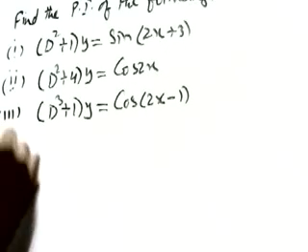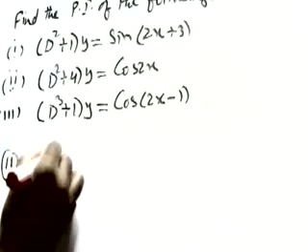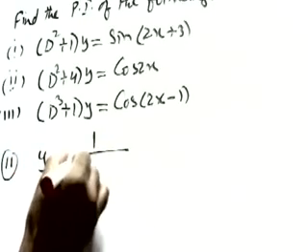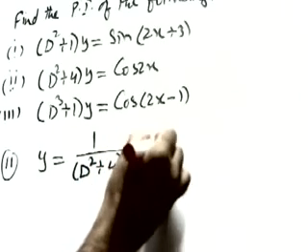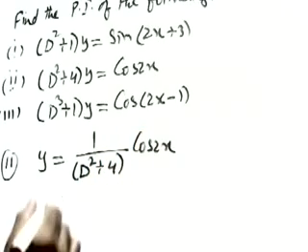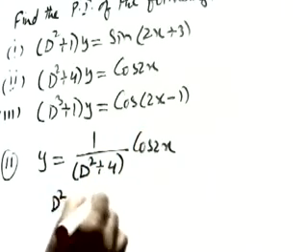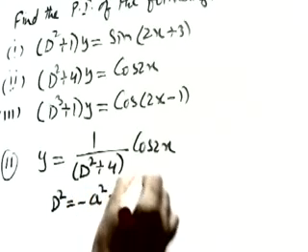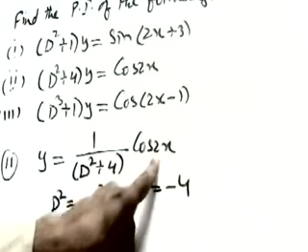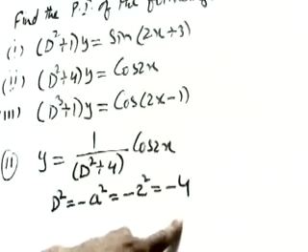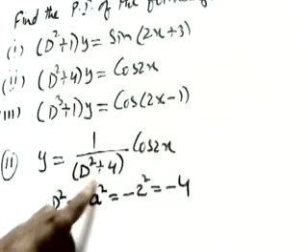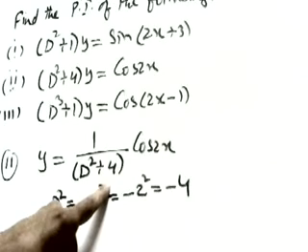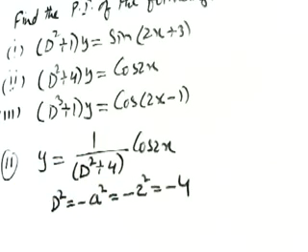Now the second question is, see here, the second one. Bring this D to the other side, and you will have y equals to 1 divided by D square plus 4 into cos 2x. Now watch carefully. If we put D square equals to minus a square, that is minus 2 square, minus 4. Here a is 2, cos ax. But if we keep minus 4 here, then minus 4 plus 4 will become 0. So 1 by 0 is infinite, not defined.